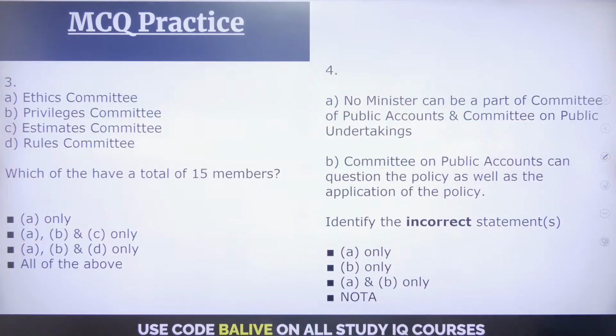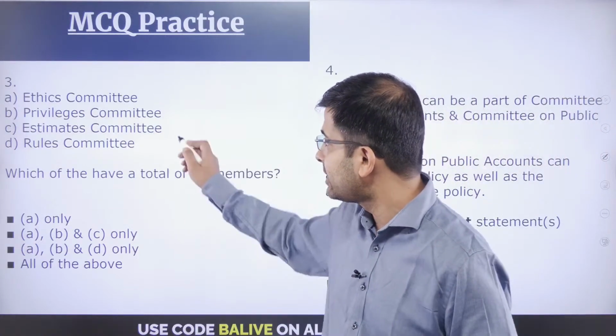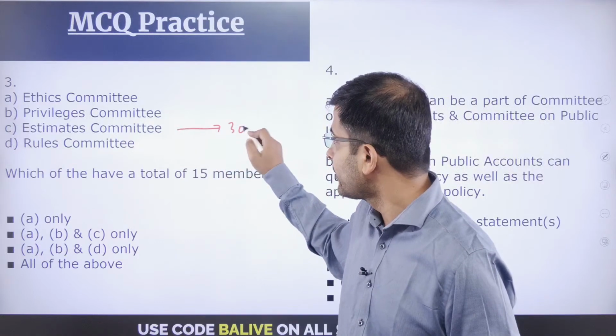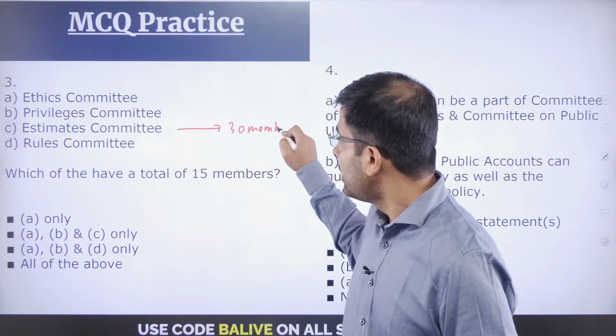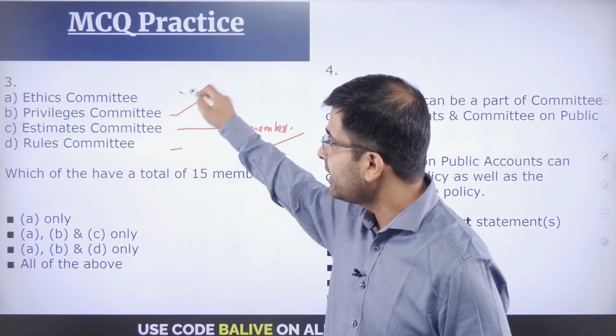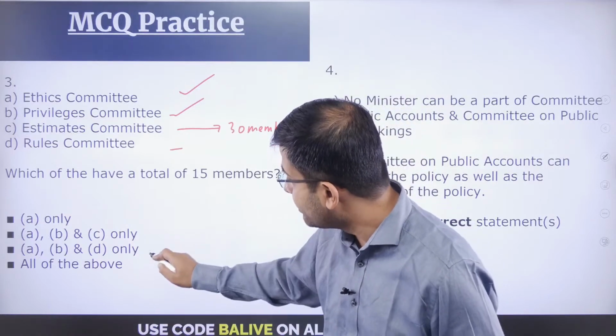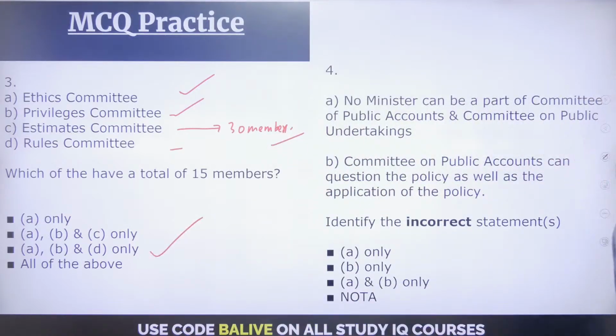Question number 3. Ethics Committee, Privileges Committee, Estimates Committee, Rules Committee. Which of the above have a total of 15 members? Well, Estimates has 30 members. Correct. Estimates has 30 members, Rules has 15, Privileges has 15, Ethics has 15. So you have answer is A, B and D. Yes, simple questions, guys. Okay, question number 4.